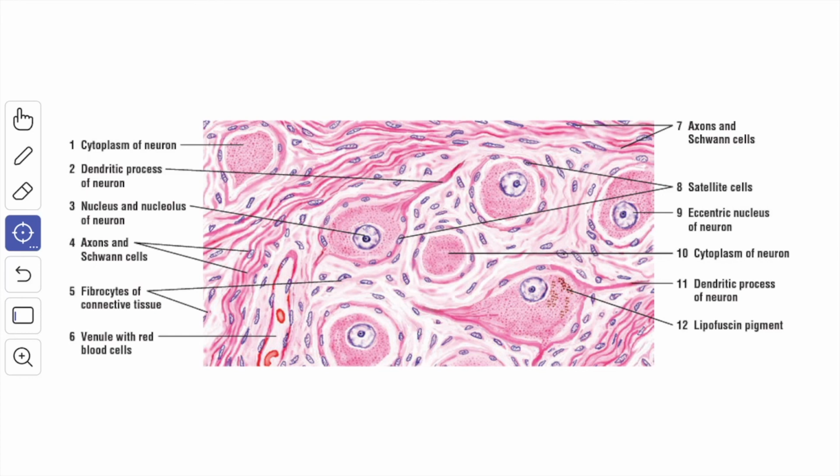This is a higher magnification picture of the autonomic ganglia. Here you can see the multipolar neurons surrounded by satellite cells, but they are less prominent when compared with the sensory ganglion. And these are the nerve fibers, which are non-myelinated.